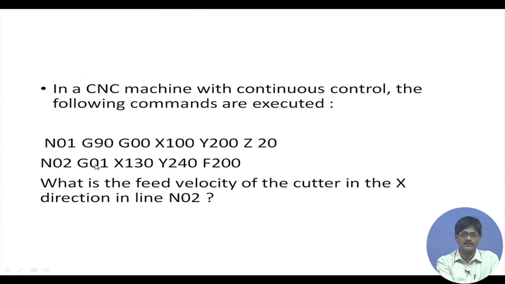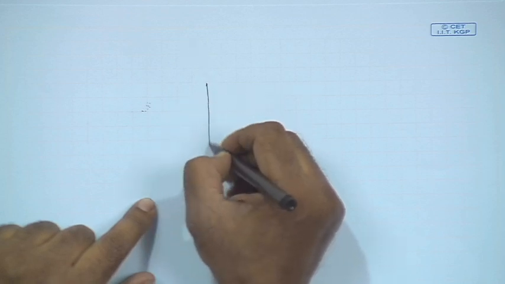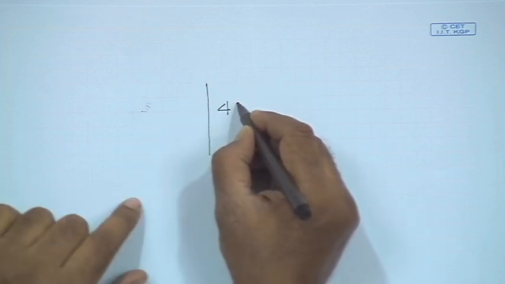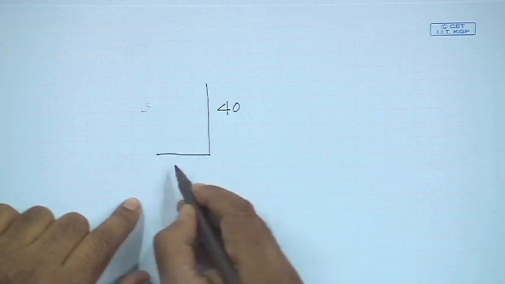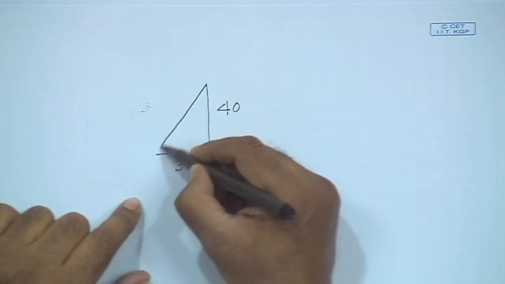After that, we have a G01, which means linear movement, where X is 130, Y is 240 and F is 200. So, that means the net X movement is 30 millimeters incremental and 40 millimeters along the Y axis. So, 30 and 40. What is the feed of the cutter in the X direction in line number N02? Let us have a quick calculation. Y is 40, X is 30, and therefore, this must be 50.